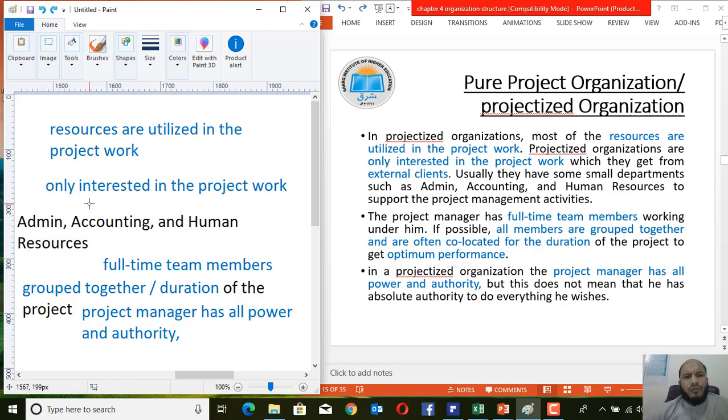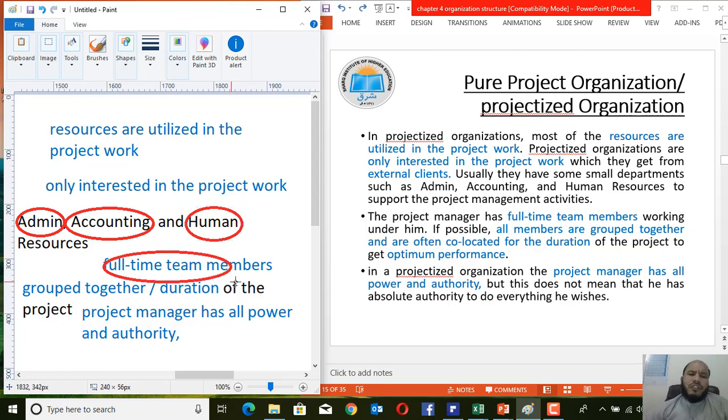The person who is responsible for the projectized work within the projects will have some other staff, like an administration officer. He may also have an accounting or finance officer, and a human resources officer, etc. All these people will work to achieve the project goals. These people are busy working for the project. They are full-time members, and they are working under the control of the project manager.